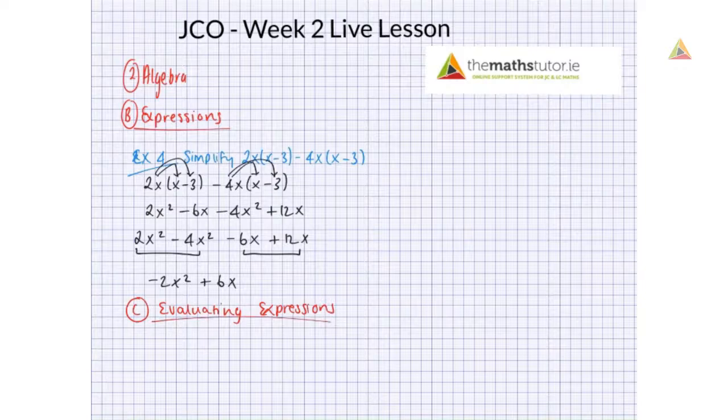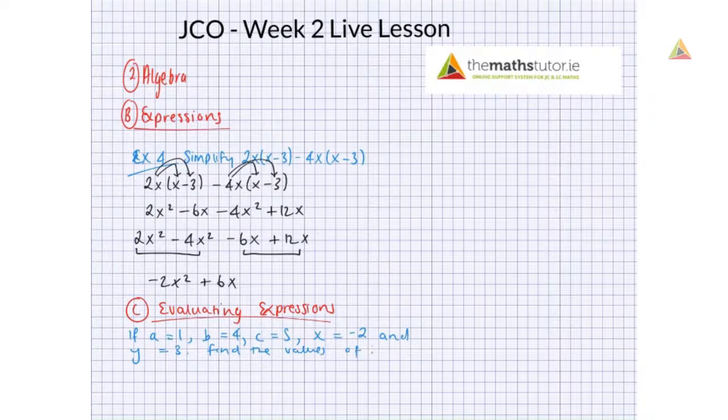So when we're looking at evaluating expressions, you're usually told what x is and you have to sub in the values, okay? So we're going to do an example. If a is 1, b is 4, c is 5, x is minus 2, and y is 3. Find the values of.